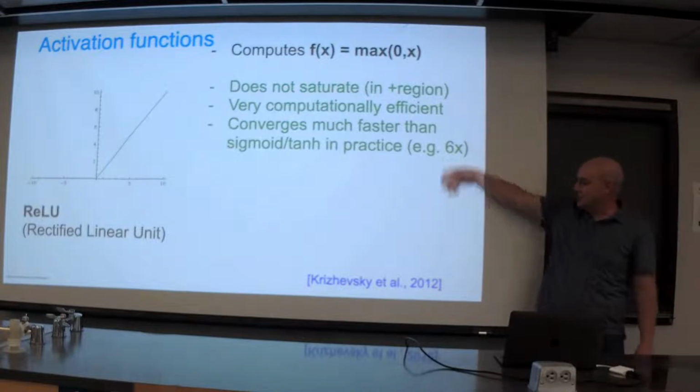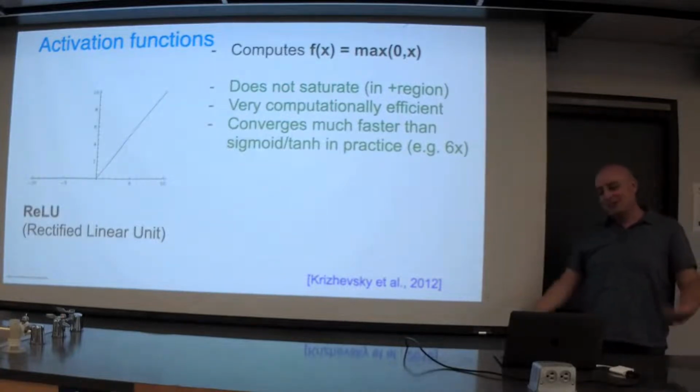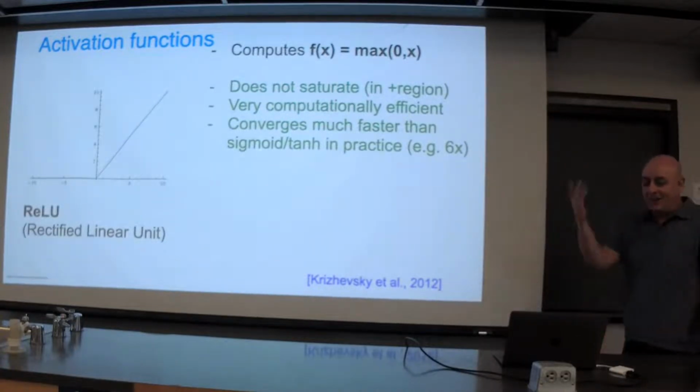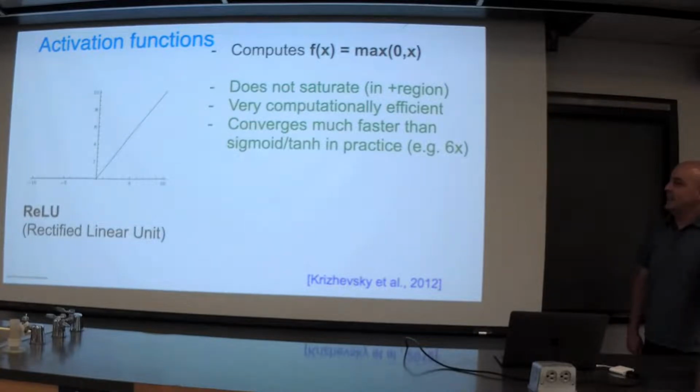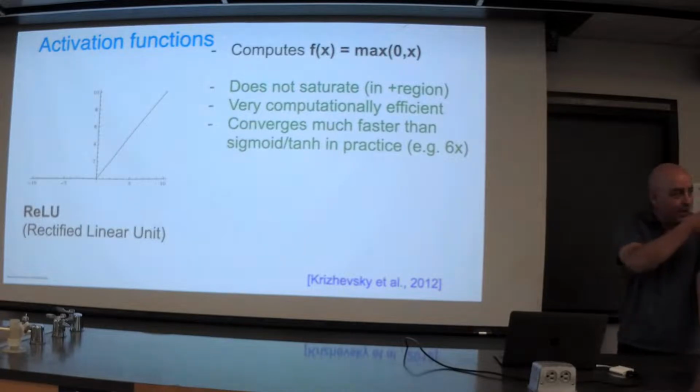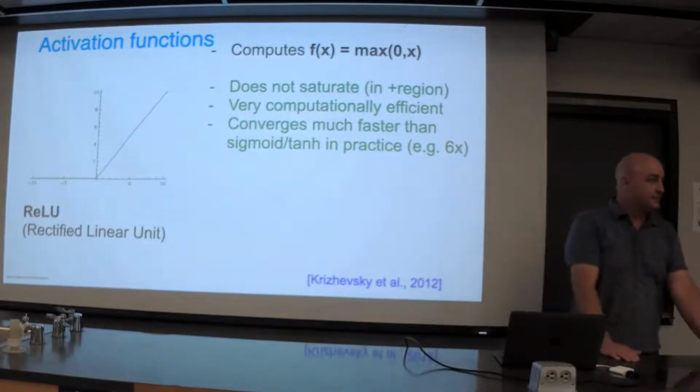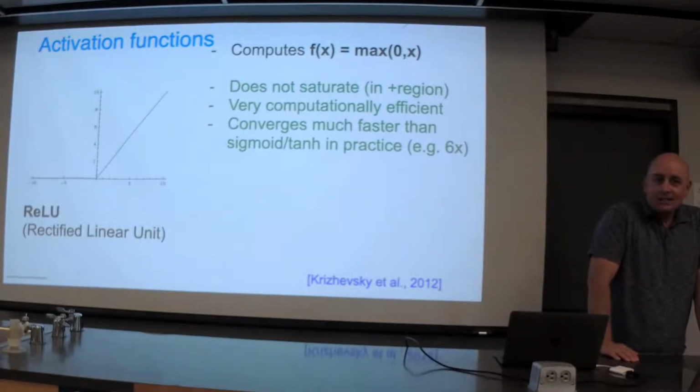I don't know, this number is just a number. Are you impressed by 6x? I don't know. Could be 100x. I mean, it's just way faster. So why is that? You were asking this question earlier. Why does this work? Why do you think it works?